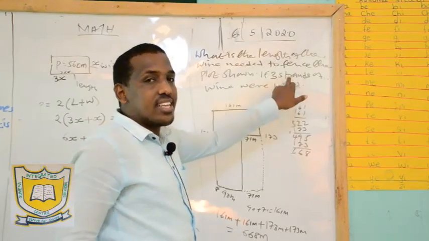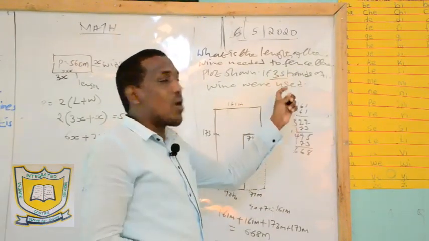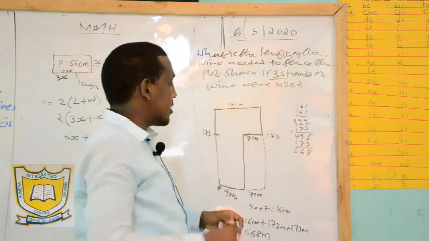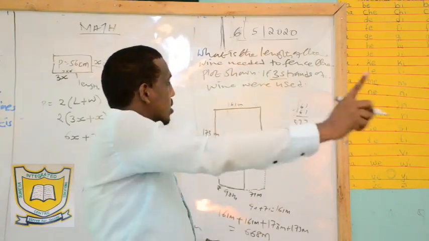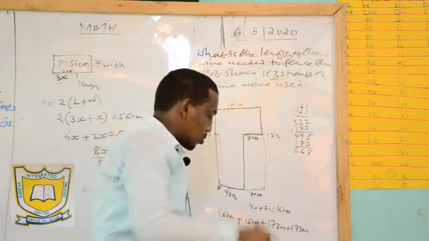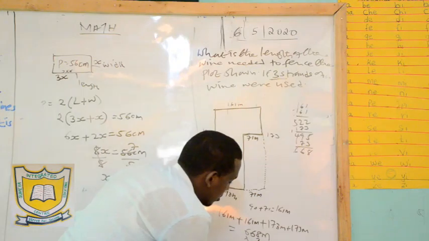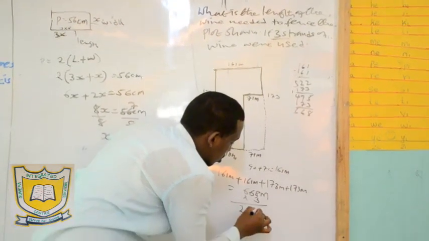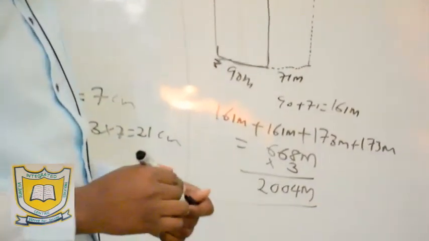They said if 3 strands of wire were used. The other day I said 3 strands means one time around; the wire went around the figure thrice. So times 3 now. So you say multiplied by 3. Then you get 2004 meters. That's how we solve that question.